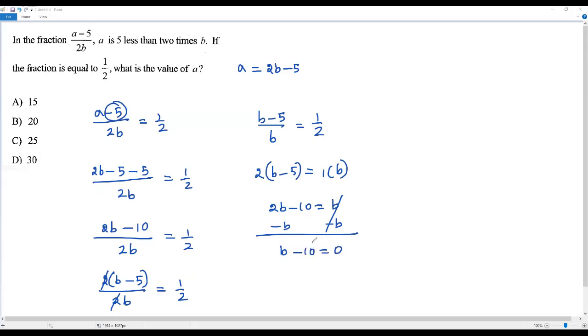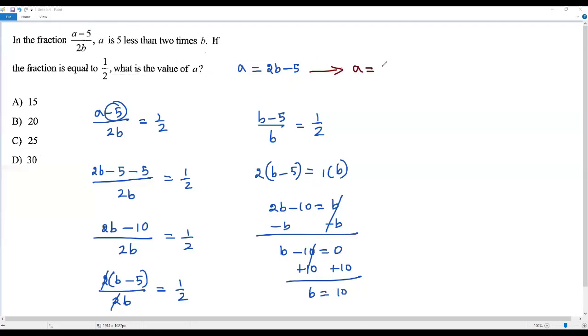Okay, now to solve for b, I have to get rid of this −10. For that, I have to add 10 to both sides. When I do so, this −10 and +10 will cancel. I'm getting b equals positive 10. Okay, now I got the value of b. Now what I have to do is plug in b = 10 in this equation to solve for a, because according to the question, we have to find the value of a.